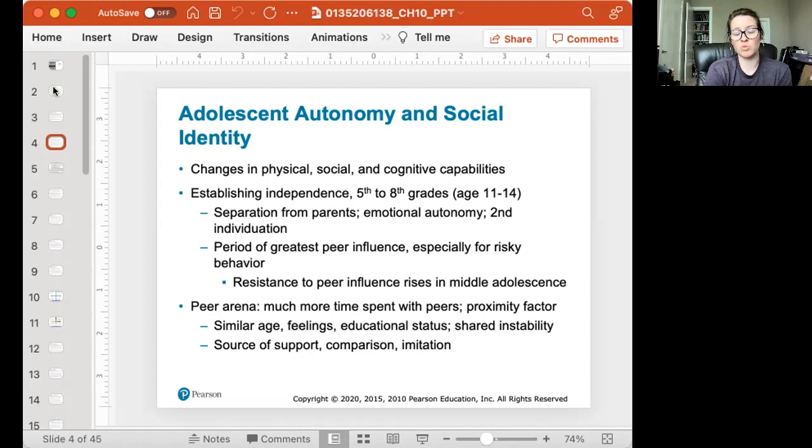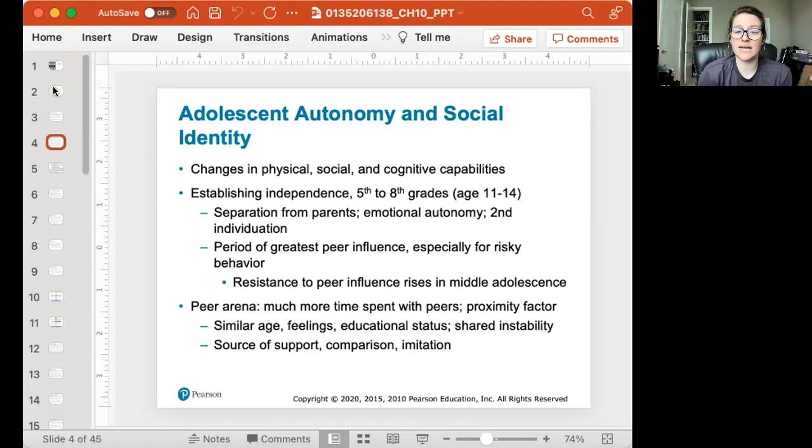As for the peer arena, much more time is spent with peers, and there's a proximity factor to be considered. So they want to spend time with kids that are their same age, share their feelings, have their same educational status. Maybe they go to the same school, they're in the same grade. They might even have shared instability that bonds them, meaning maybe mental health issues, or maybe they're both from homes that involve parents that are divorced, or they both experience grief, things like that could bond them. And the peers are also a source of support, comparison, and imitation.